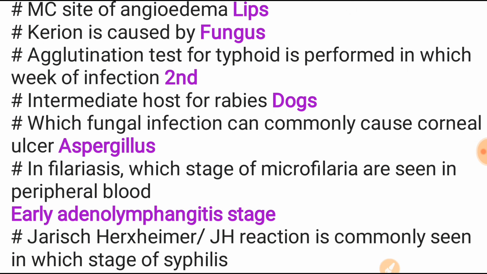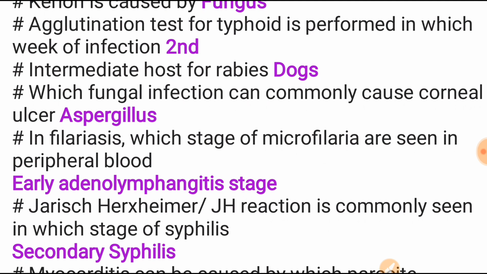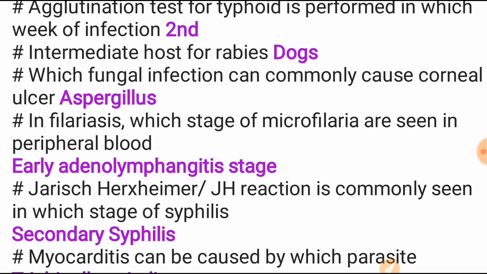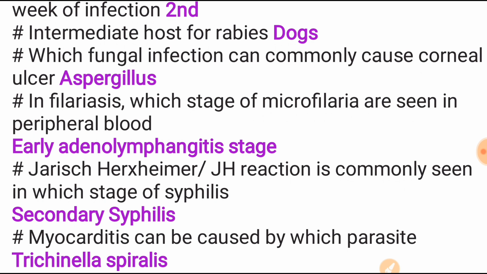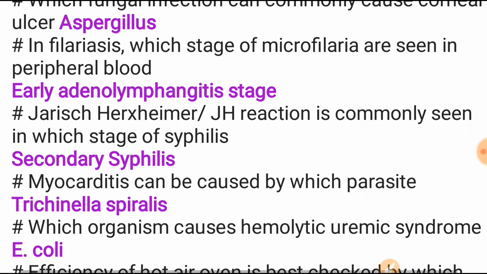Intermediate host for rabies is dogs. Which fungal infection can commonly cause corneal ulcer? It is Aspergillus. In filariasis, in which stage are microfilariae seen in peripheral blood? It is the early adenolymphangitis stage. Jarisch-Herxheimer or JH reaction is commonly seen in which stage of syphilis? It is secondary syphilis.